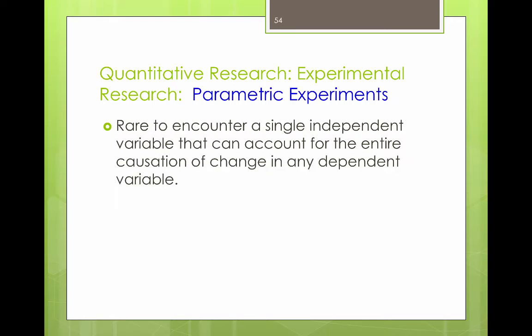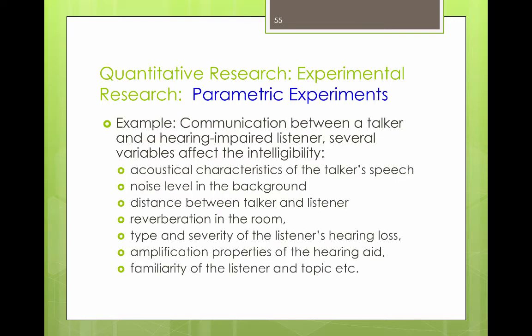It's rare to encounter a single independent variable that can account for the entire causation of change in any dependent variable. For example, in communication between a talker and a hearing-impaired listener, there are several variables that might affect intelligibility: the acoustical characteristics of the talker's speech, the noise level in the background, the distance between the talker and the listener, the reverberation in the room, the type and severity of the listener's hearing loss, the amplification properties of the hearing aid, and the familiarity of the listener with the topic. So there's more than one independent variable that can be looked at.